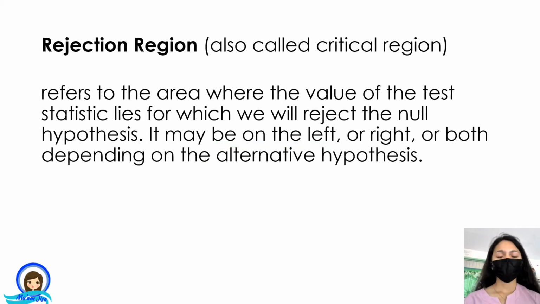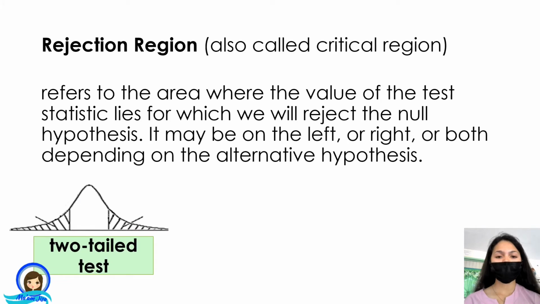Another important element in hypothesis testing is what we call the rejection region, also called the critical region. This refers to the area where the value of the test statistic lies for which we will reject the null hypothesis. It may be on the left or right or both, depending on the alternative hypothesis. So for a two-tailed test, these shaded regions are the rejection region. The unshaded portion is the acceptance region or the non-rejection region. When your computed statistic lies on the shaded portion, then you reject the null hypothesis. But if it's within the non-rejection region, then you do not reject the null hypothesis.